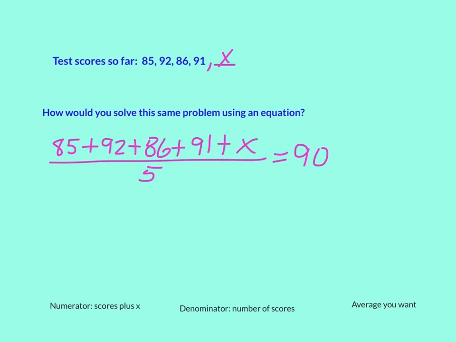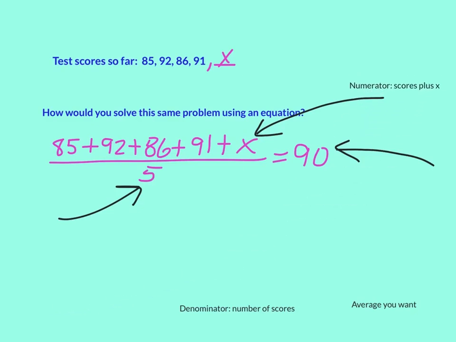So in setting up these equations, you'll have a numerator, a denominator, and you'll set it equal to your average. So your numerator will be all of your scores plus X. Your denominator will be the number of scores you have, and your right side of your equation will be the average that you're hoping for.